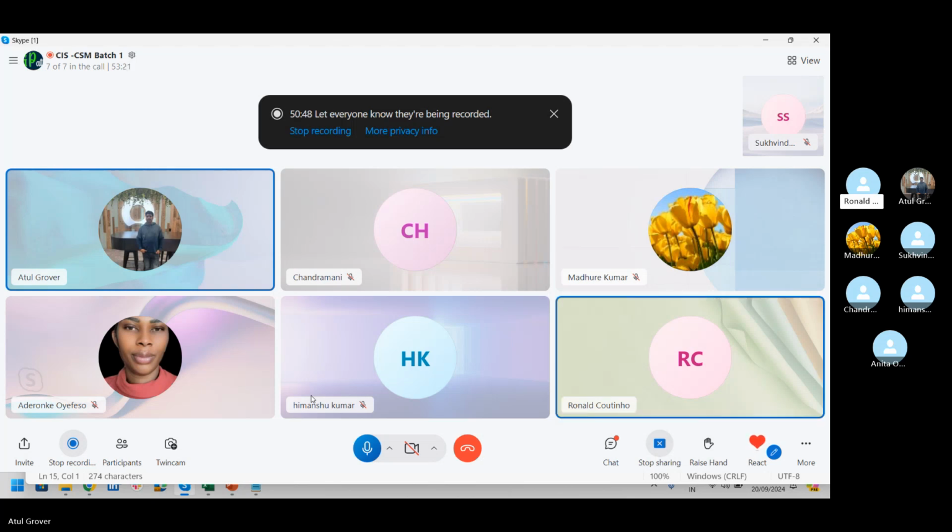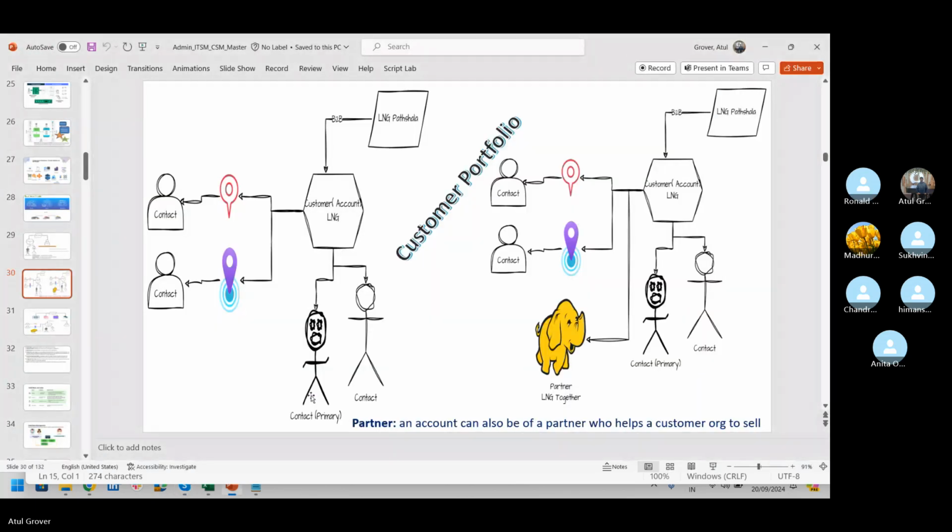Atul, I have a couple of questions. Go ahead. Maybe a little too early to ask that question, but if you can go back to that image. This one or back? No, this one, right? So I understand the primary contact.